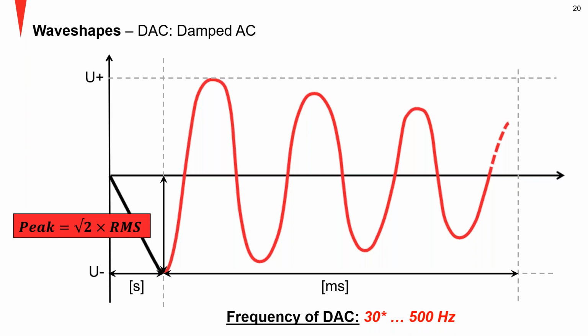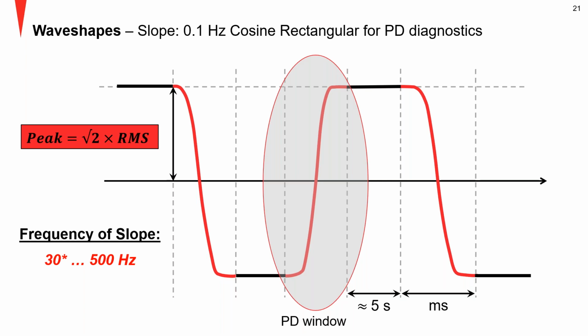So if you would be able to do it with 50 or 60 hertz stiff, which is not possible in the field because your equipment would be gigantic due to the apparent power that you need to charge a cable. So for field testing, this waveform is the dominating waveform worldwide for about 20 years now. So we are at the point of 20 years of history with damped AC. The frequency band is 20 to 30 hertz up to 500 hertz. The second waveform that is suitable for field testing is the so-called cosine rectangular VLF.